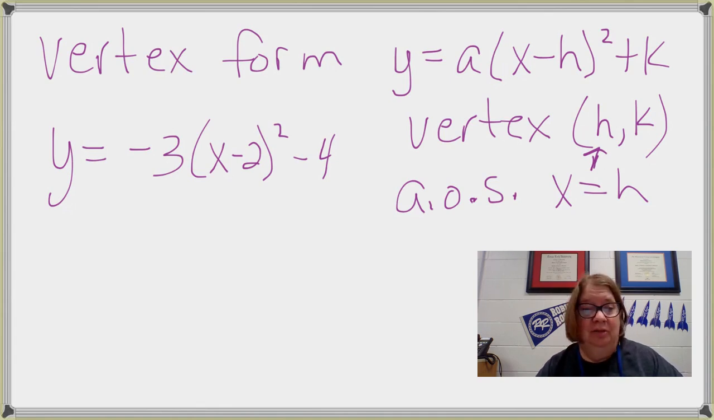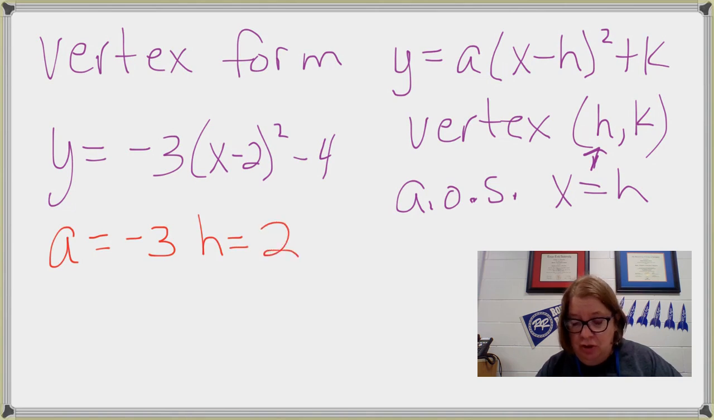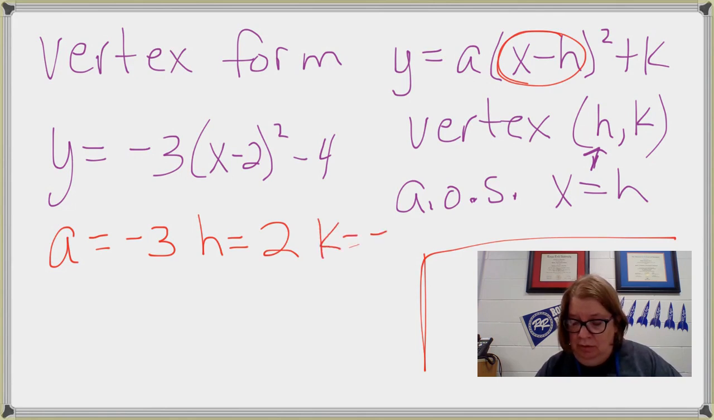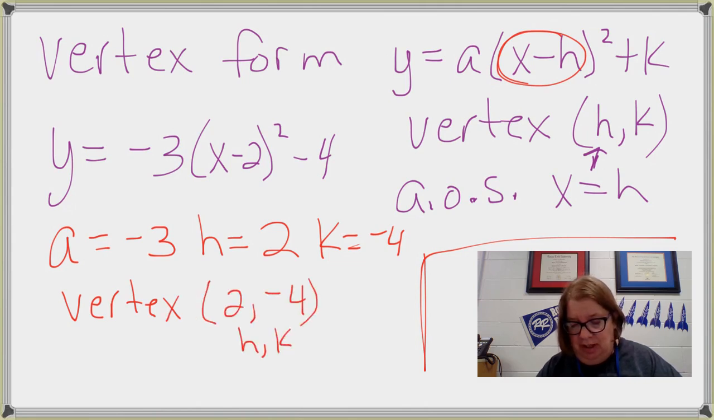I'm looking because I didn't leave a space for my webcam camera. That's all right. Okay, so A is -3, H is 2. Remember, this is x minus H. Okay. K is -4. Shortcut there, the H changes sign, the K does not. So the vertex would be (2, -4), or (H, K), axis of symmetry, x equals 2.